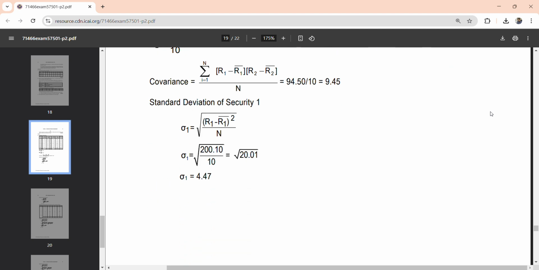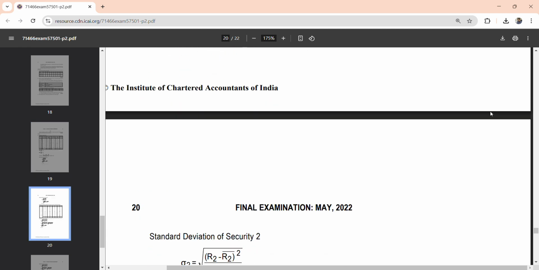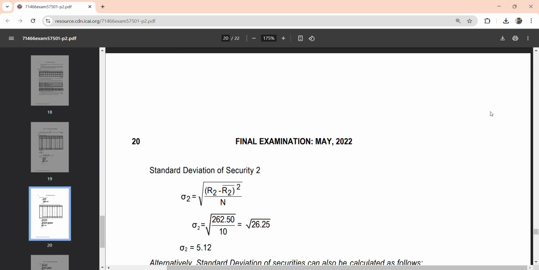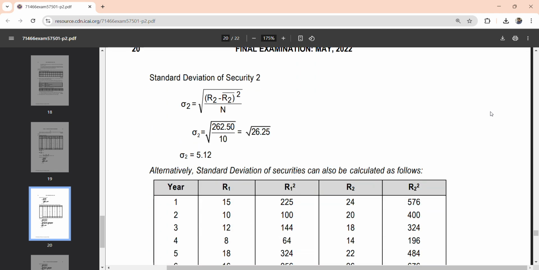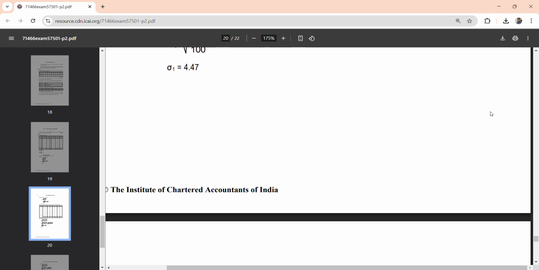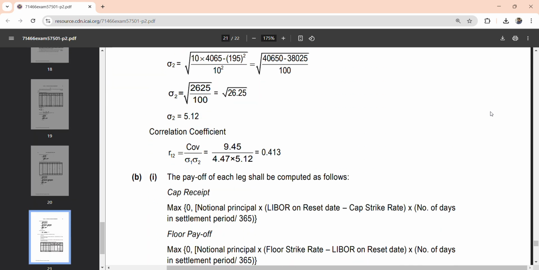Moving on to the next, standard deviation can be found using the square root of summation of R1 minus R1 bar, the whole square, divided by n. That will give you the standard deviation of security 1 as 4.47. If you do the same for security 2, that will give the standard deviation 5.12. Now computing the correlation coefficient, that is nothing but covariance divided by the product of the standard deviations, so that will give you 9.45 divided by 4.47 into 5.12, which is equal to 0.413.